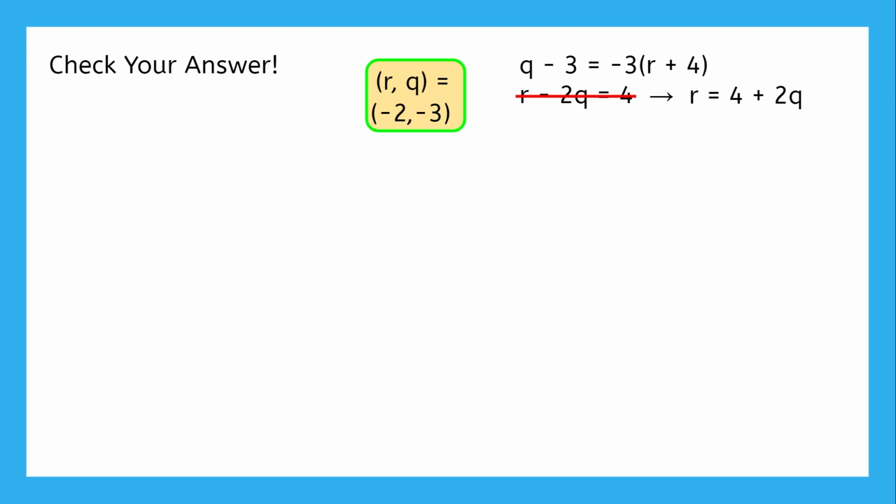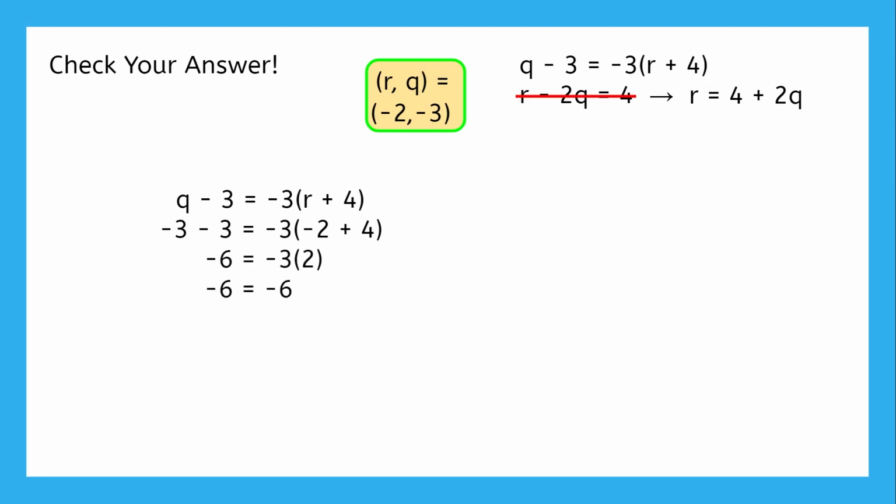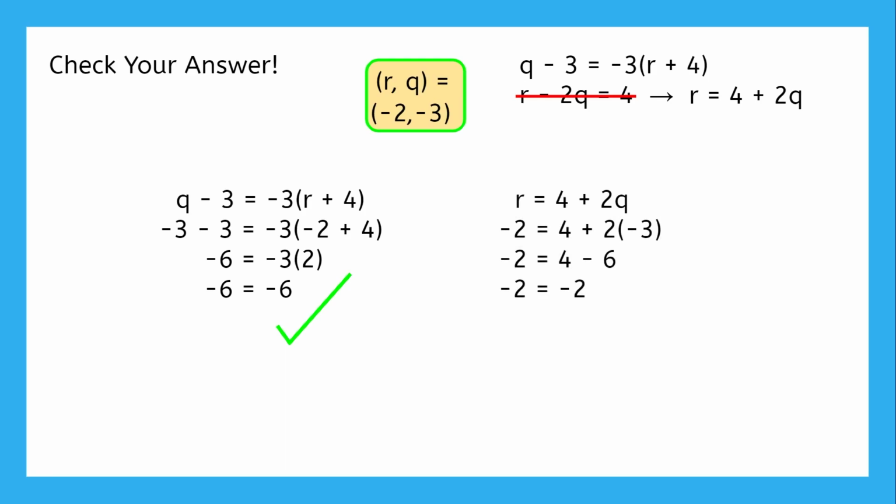Let's make sure we didn't make any mistakes. First, we plug in our answer to the first equation, simplify, and we see that the equation is true, meaning -2, -3 is a solution for the first equation. If we do the same for the second equation, we also get a true statement. So that point is also a solution for the second equation. Because -2, -3 is a solution for all the equations, that means it's the correct solution to the system.